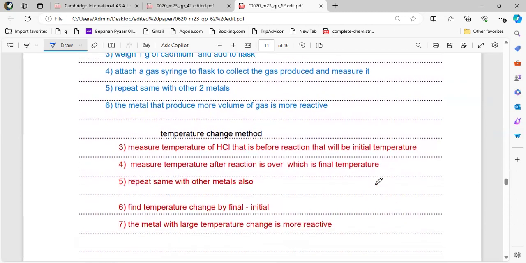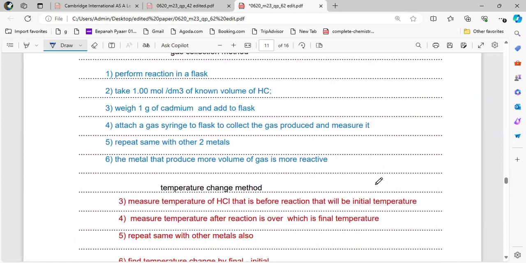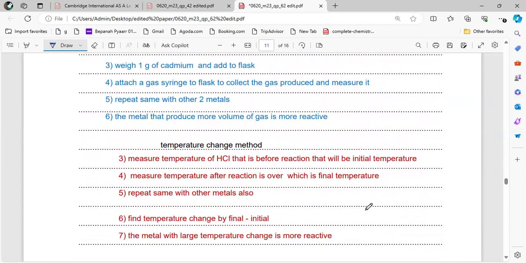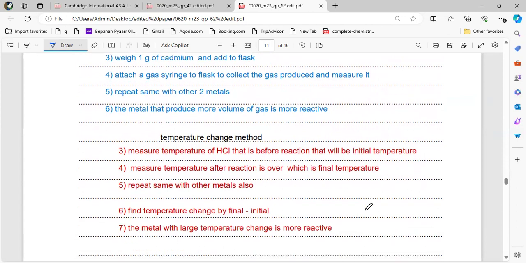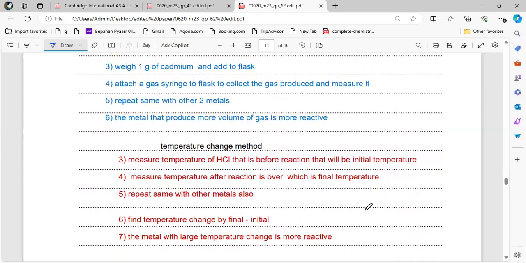Next is the temperature change method. The start remains the same: you are going to perform it in a suitable container. You are going to add this much amount of HCl and this much amount of your metal. Now measure the temperature of HCl. Before adding the metal, you are going to measure the temperature of the hydrochloric acid, which will become your initial temperature. And after adding cadmium, after the reaction is completed, you will again measure the temperature of the reaction, which will become your final temperature.